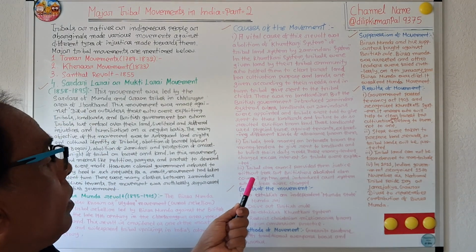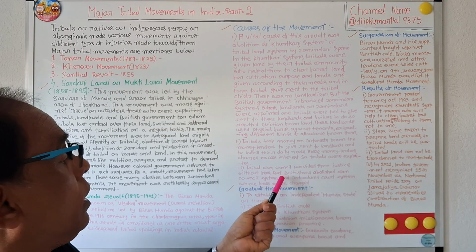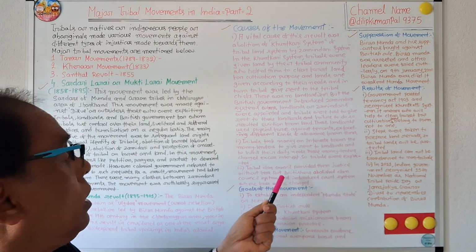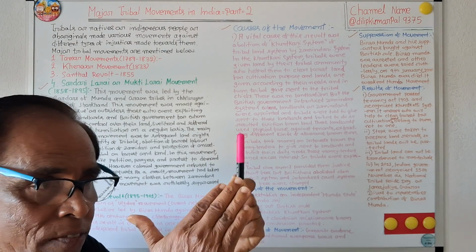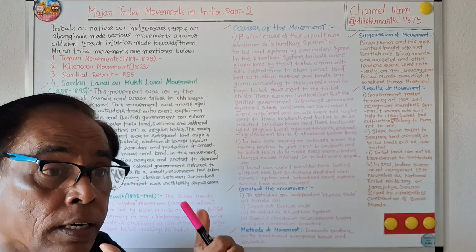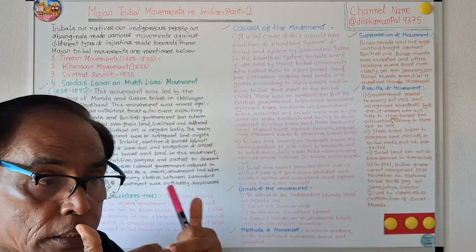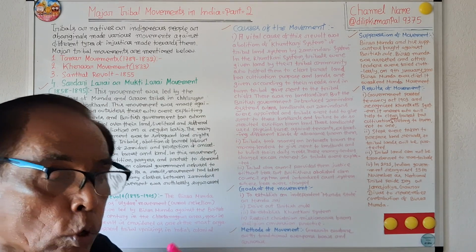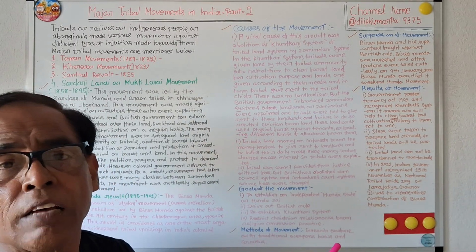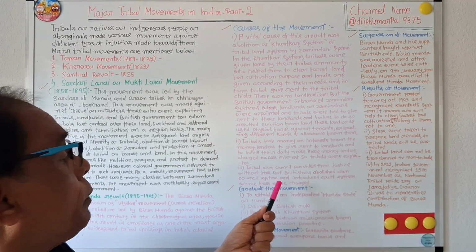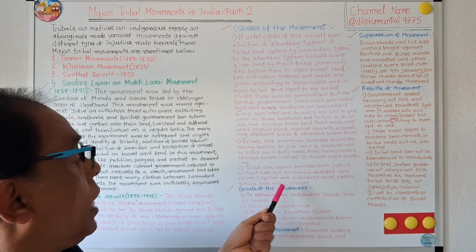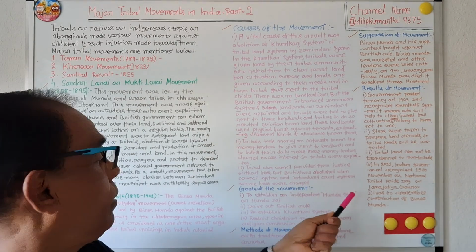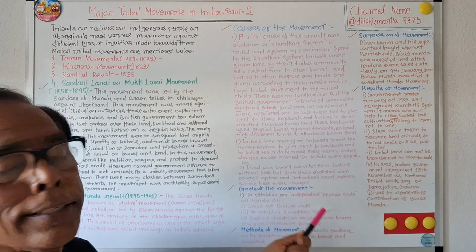Number three, the tribal clan council provided them justice without fee. In the tribal community, there was a tribal clan council, which was giving justice to tribals without fee. But the British government abolished the clan council system and introduced a court system where fees were charged.